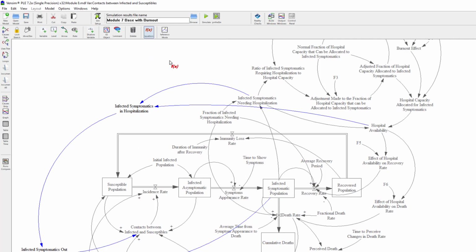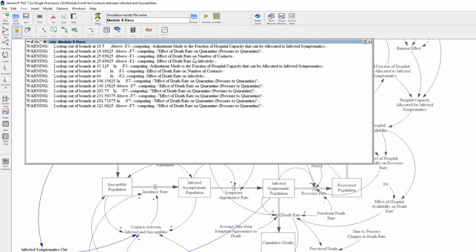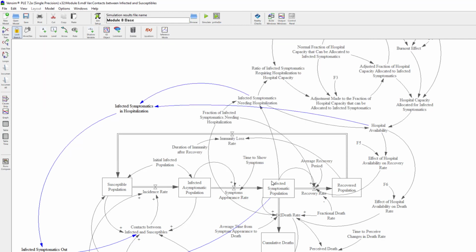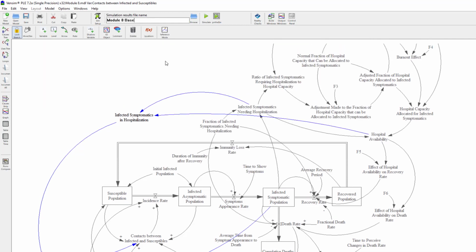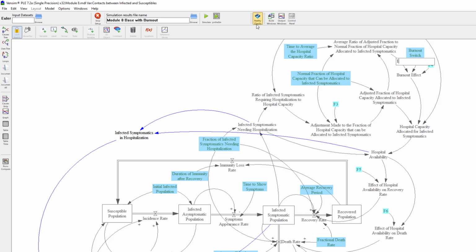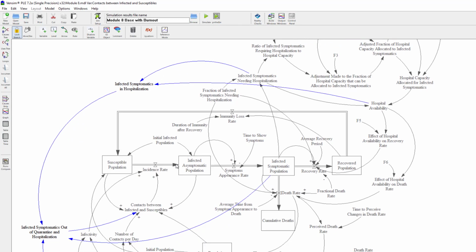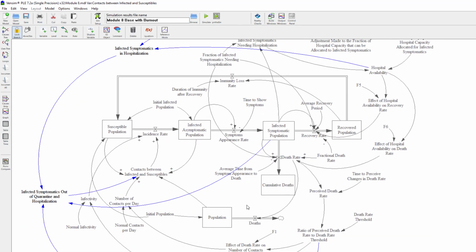Okay, now let's run the sim module 8 base. We can also run module 8 base with burnout, by turning the burnout switch on to 1. Okay, now let's check the results. Let's see what happened to all our stocks.